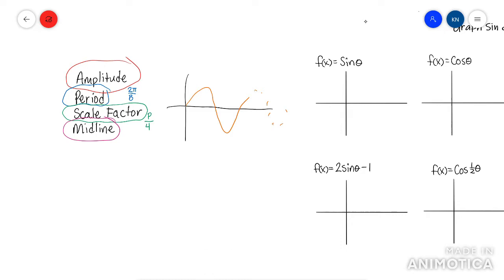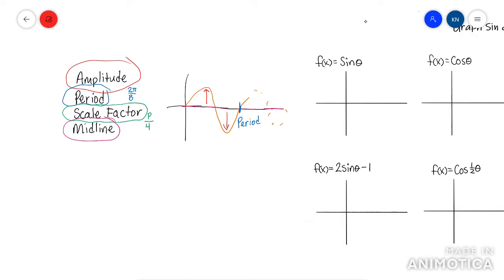And so your amplitude is how high up or how low you go off of your midline, which is a line that runs smack dab through the middle of this thing. Now, I said it repeats over and over. Whenever it starts repeating, that's the period, however long it takes to start repeating.